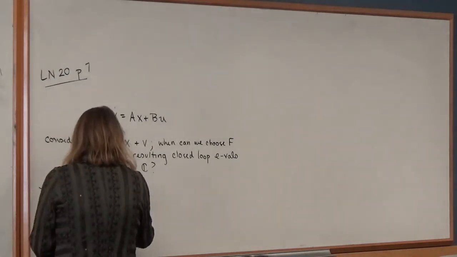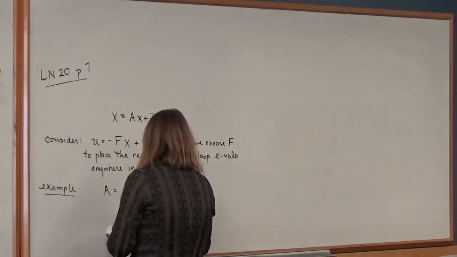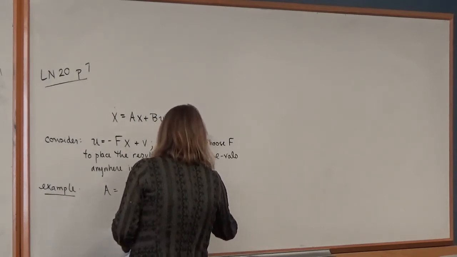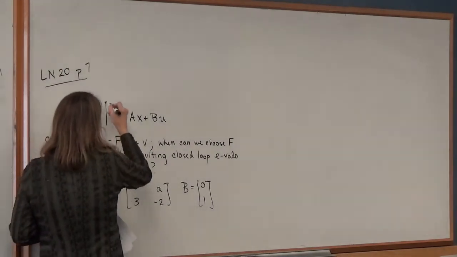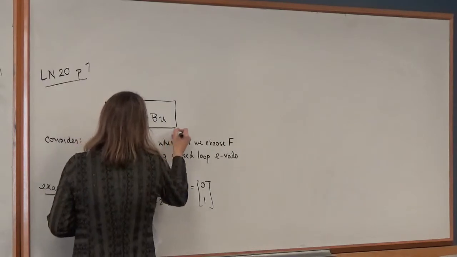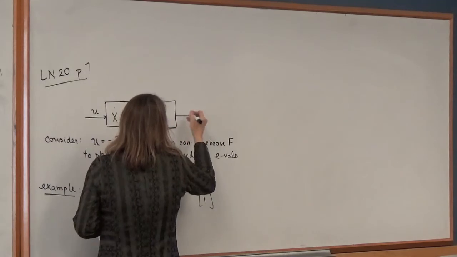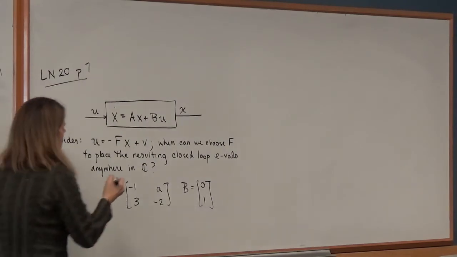And I chose the example where A is [-1, a; 3, -2], with some parameter little a, and B is so it's a single input system. There's only one input, and the B matrix is [0; 1]. Right, so what does state feedback look like? So we've got our system here. It's got state x, feed in an input u. We're measuring the state directly. All right, so we're assuming we can measure the state directly. I haven't even written an output equation there. So we're assuming we can measure x.